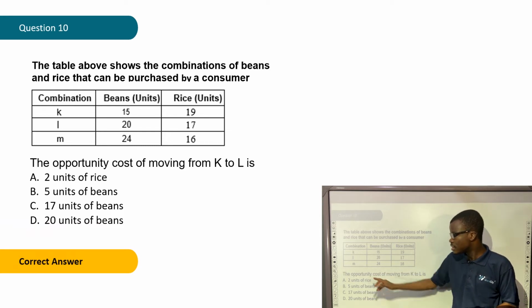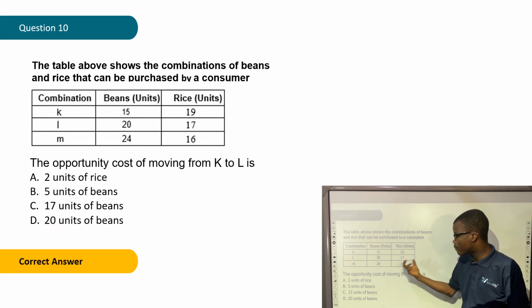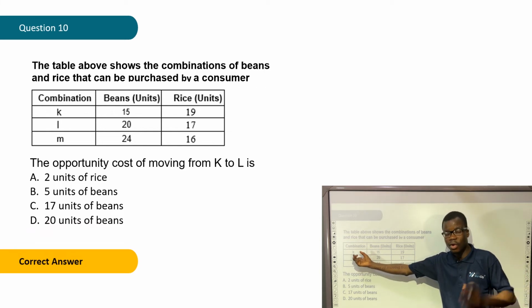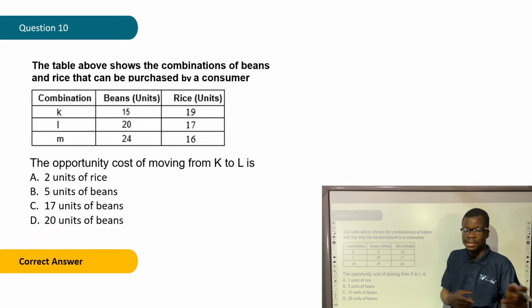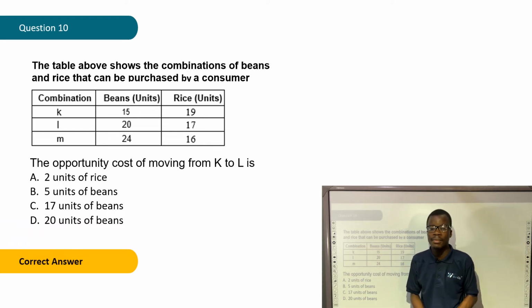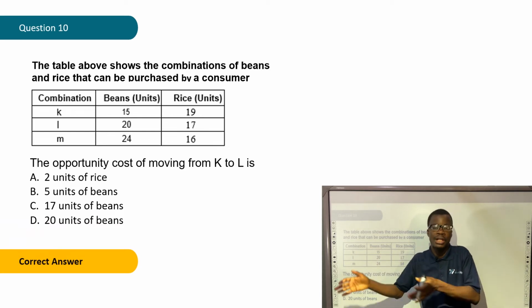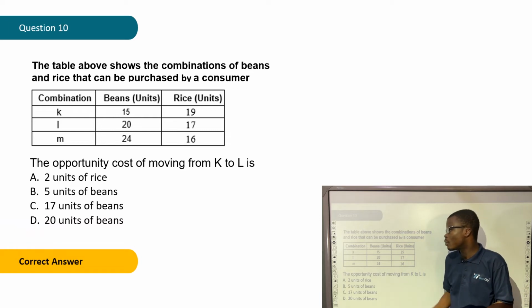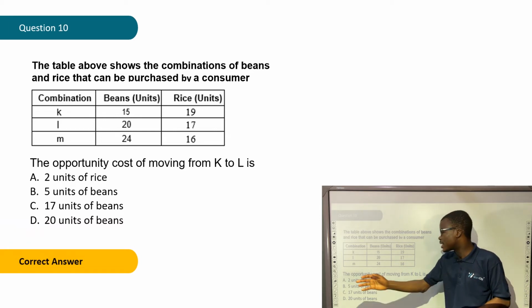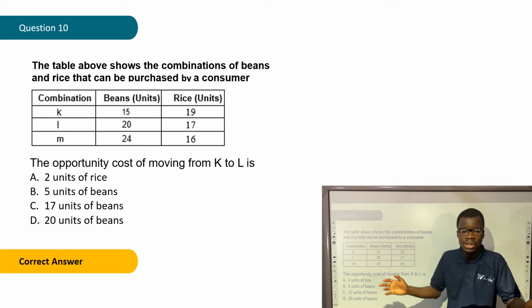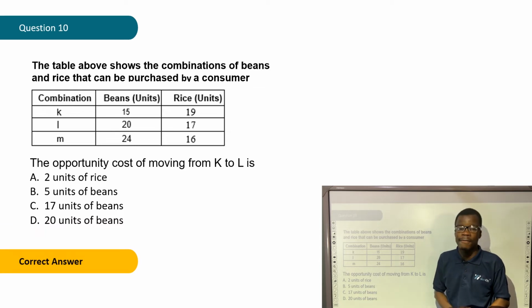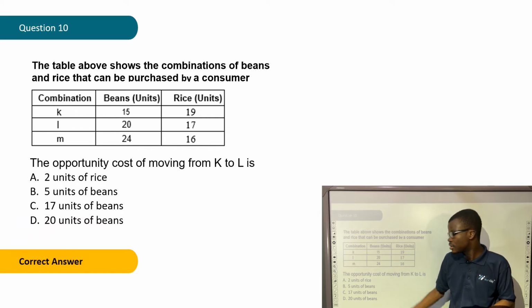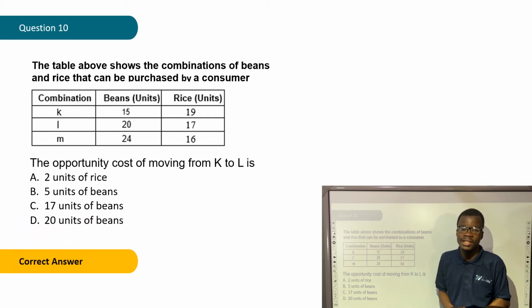The question says, the opportunity cost of moving from combination K to L is. What's the opportunity cost of moving from combination K, which involves 15 units of beans and 19 units of rice, to L, which involves 20 units of beans and 17 units of rice? What's the opportunity cost? A, 2 units of rice. B, 5 units of beans. C, 17 units of beans. D, 20 units of beans.